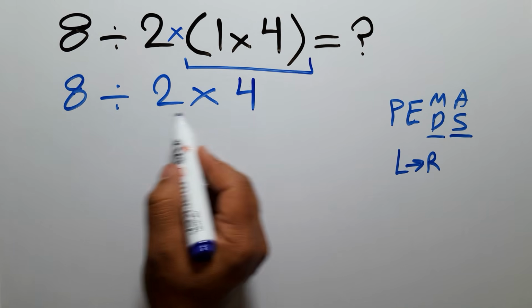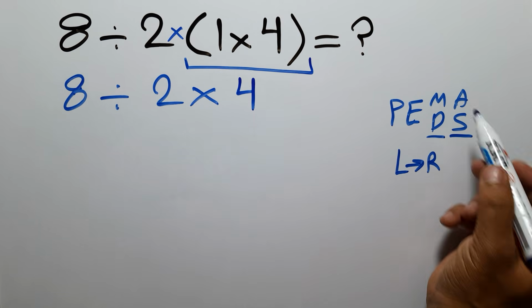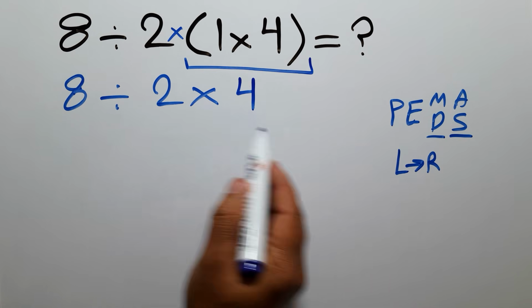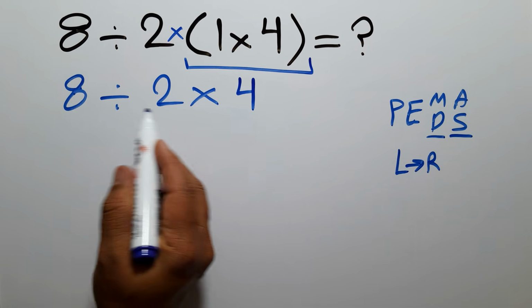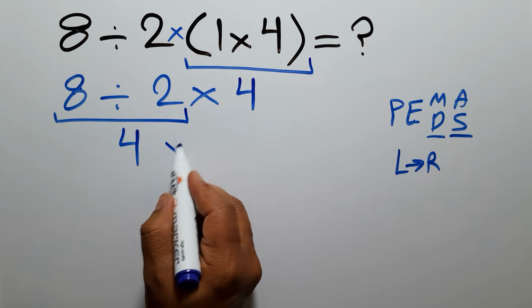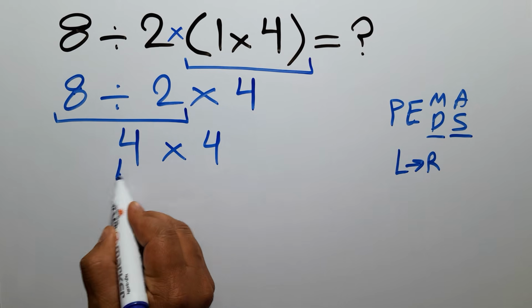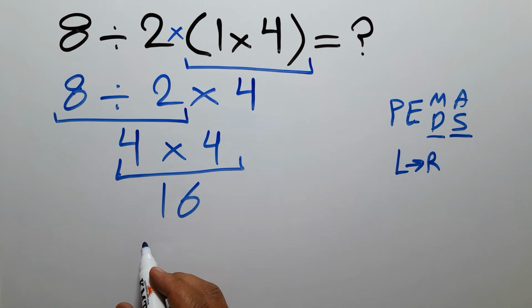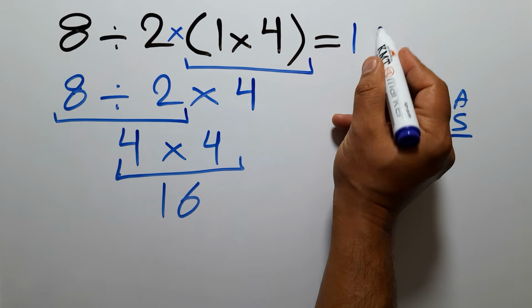Now we have one division and one multiplication. As I said, multiplication and division have equal priority and we have to work from left to right. So here first we have to do this division. 8 divided by 2 gives us 4. So we have 4 times 4, which equals 16. And this is our final answer to this problem. The correct answer is 16.